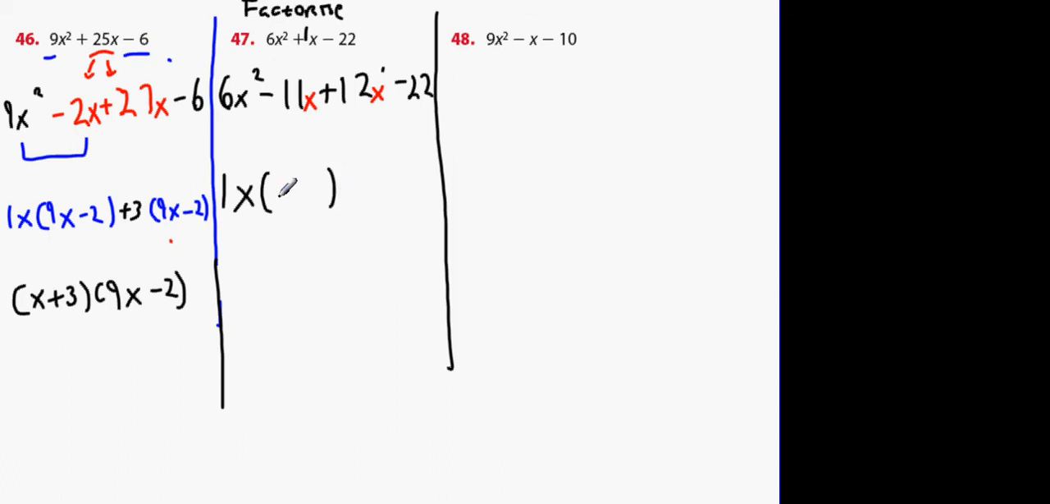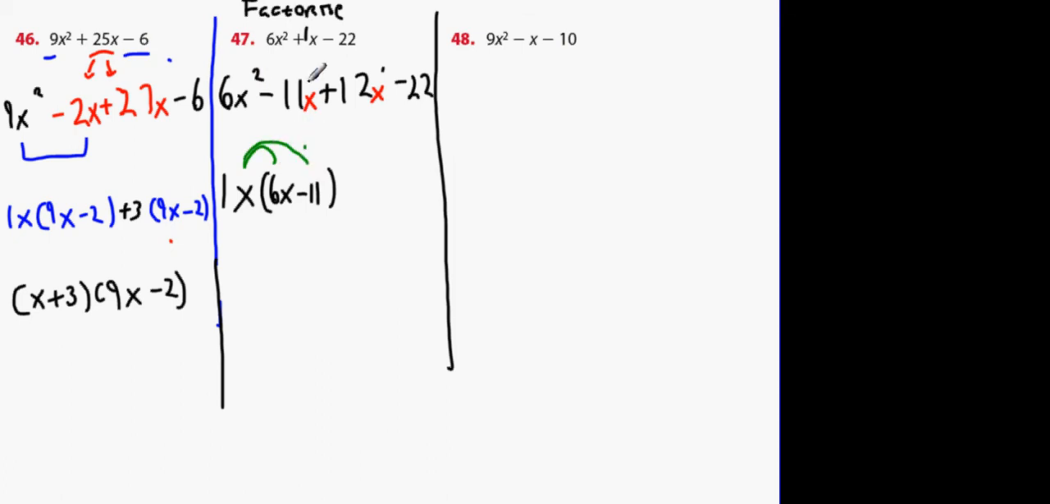It's going to be 6x minus 11. Not 11x. If it was 11x, when you multiply it out, you'd get 11x squared. So to check if you're correct, you multiply them back out. X times 6x is 6x squared. X times minus 11 is minus 11x. So you got these two correct.